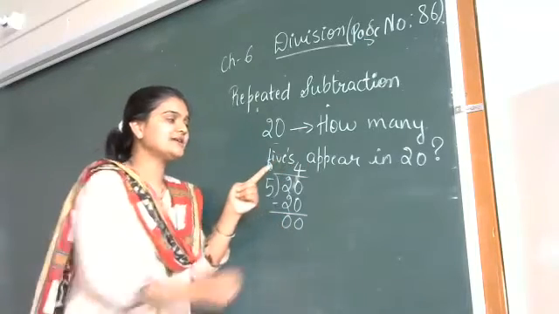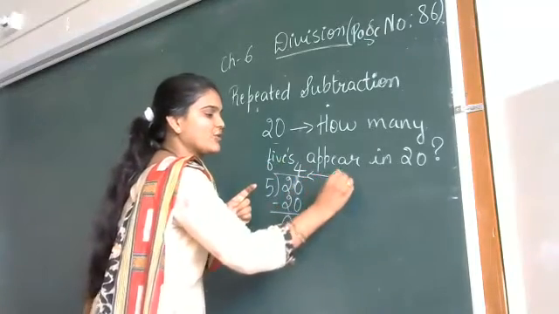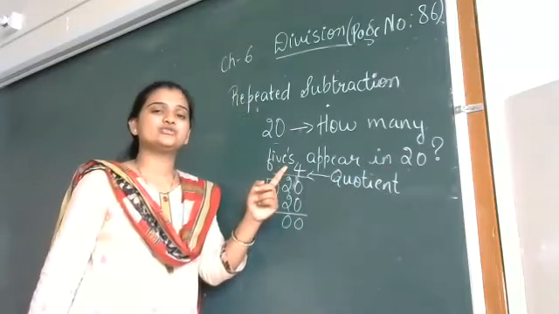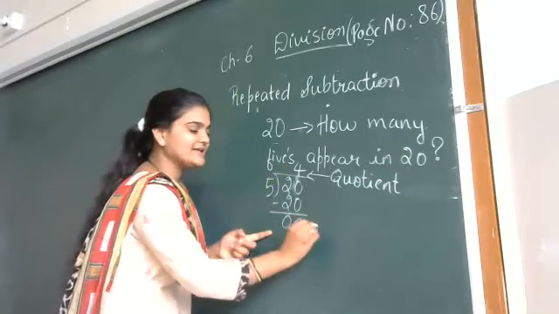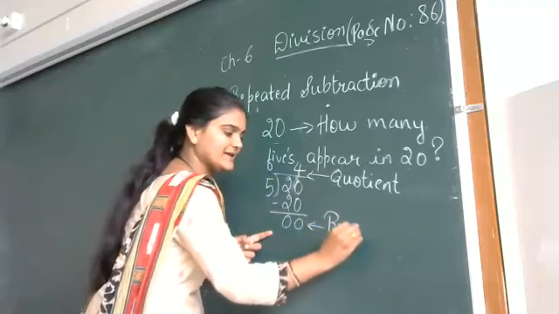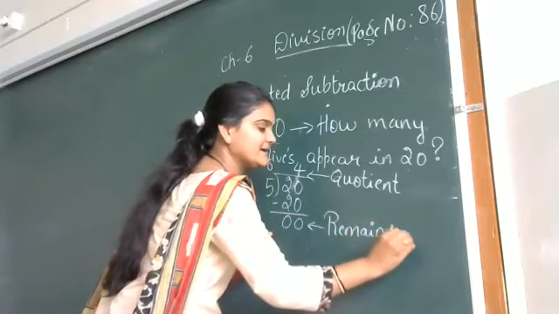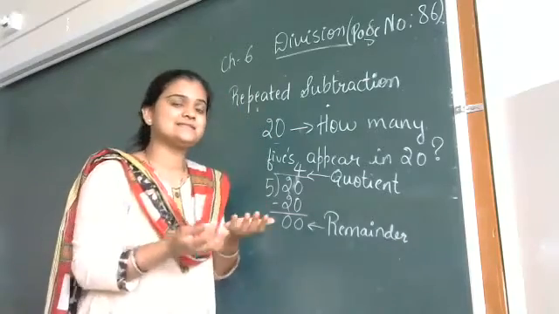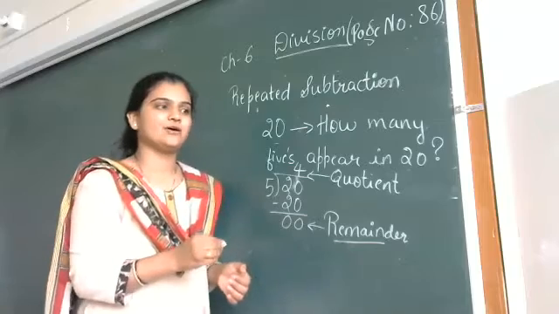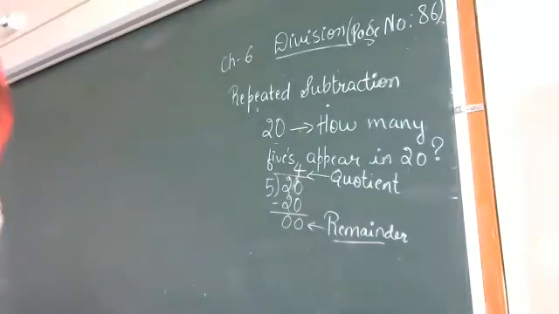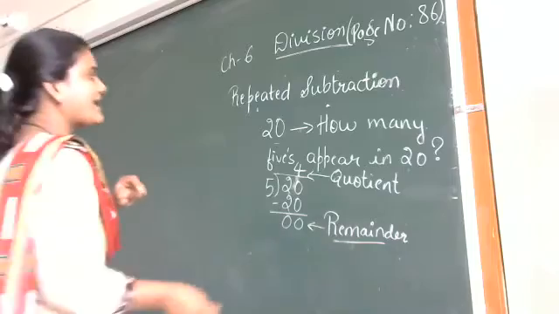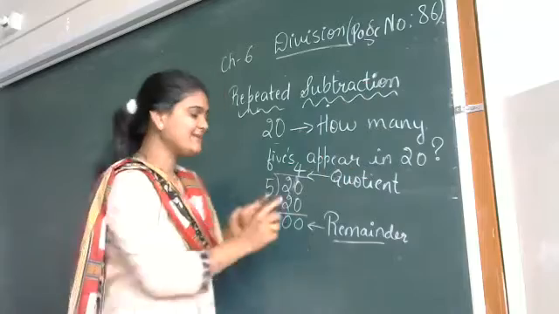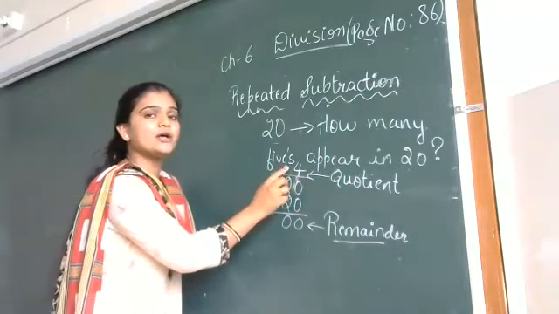Okay, so the quotient here, whatever we get, is known as quotient. What remains at the end is known as remainder. It is, children, it is not reminder, it is remainder. What remains at the last is known as remainder. Okay, so here, as you have answered me, it is nothing but repeated subtraction. We will see whether our answer is correct or not.